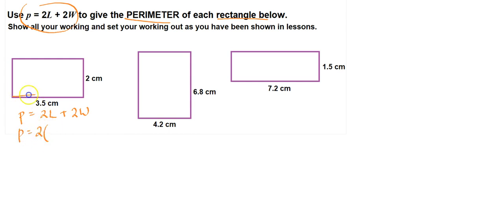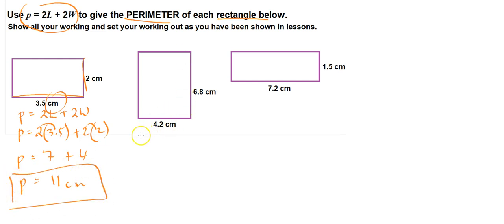So 2 times the length, which is 3.5, plus 2 times the width, which is 2. So our perimeter equals 2 times 3.5, which is 7, plus 2 times 2, which is 4. So the perimeter is 11, use the units of measurement, centimeters.